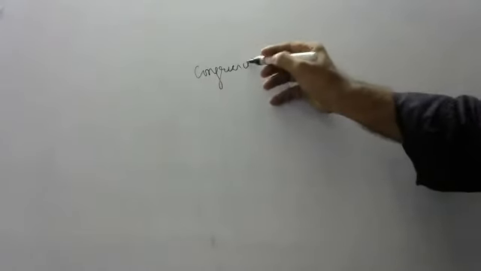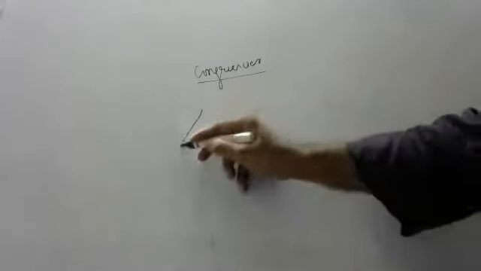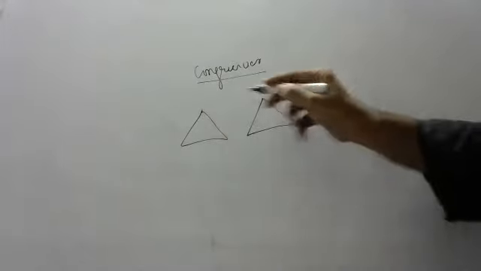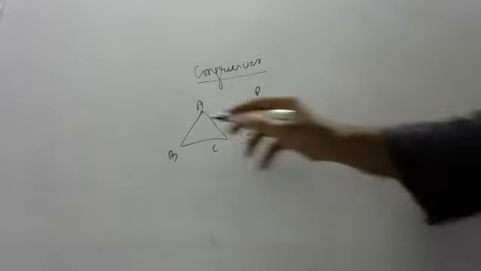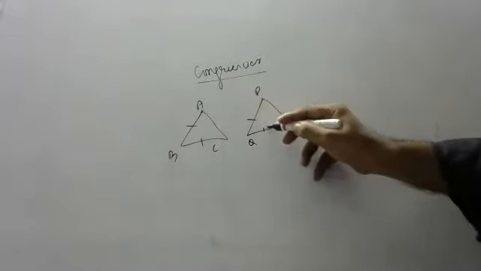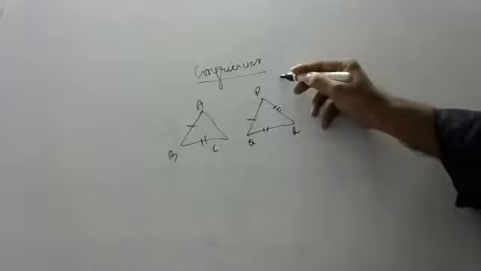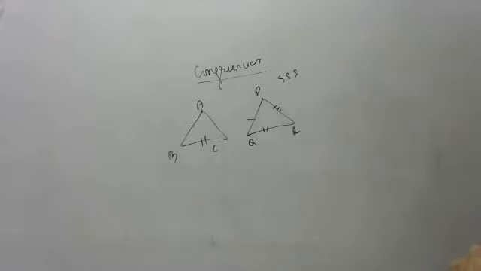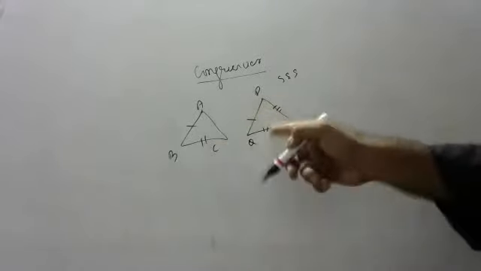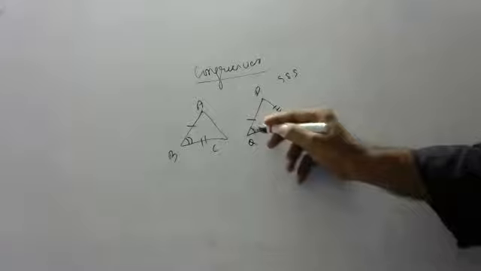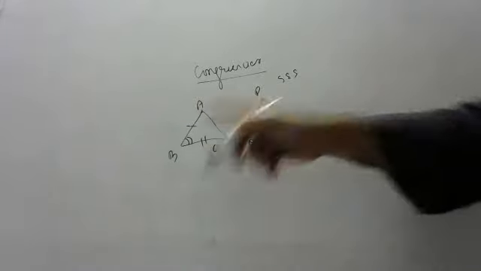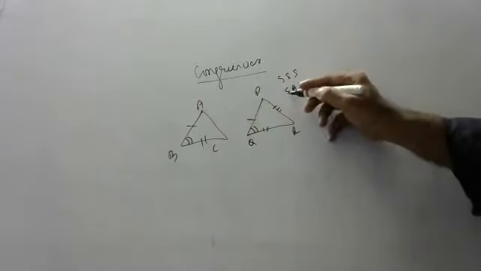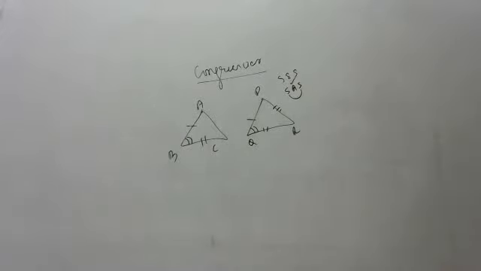In congruence, what we are going to discuss is not similarity, it is congruency. What is a congruent triangle? Two triangles are said to be congruent if their corresponding sides are equal. That is called SSS congruence. Or if two sides and the included angle are equal, meaning the angle is between the two sides, that is called SAS.